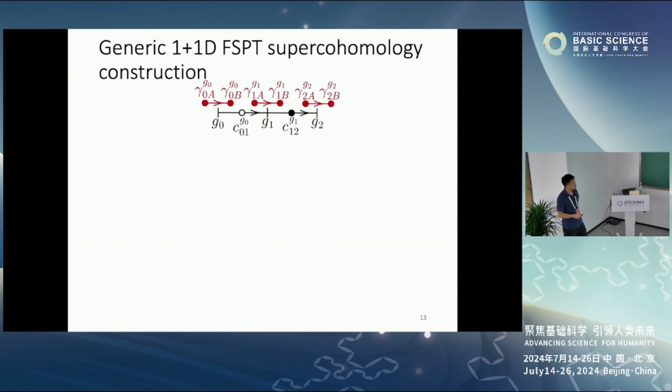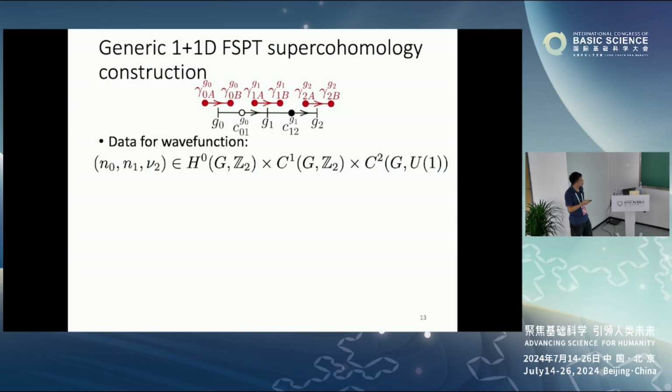And now we want to go further. This is the simple example for Z2T. We want to ask what is the classification for arbitrary symmetry group G. So this goes to general fermion SPT classification or construction. And in this supercohomology construction, we just put it like this. So we have a wave function. So the wave function is like this. So we have a one-dimensional chain.